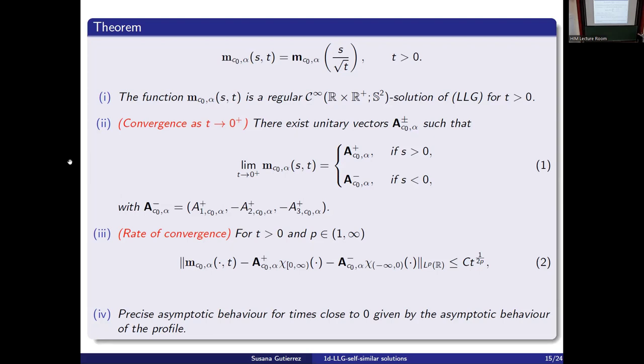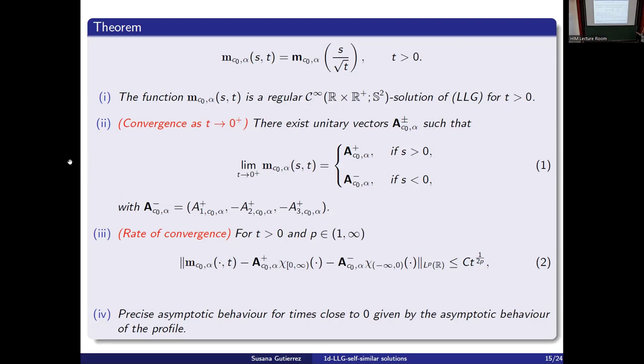Obviously, understanding the type of initial data that we have here is understanding the behavior of the vectors A plus and A minus with respect to the parameters C0 and alpha. So if we want to understand the initial condition of the self-similar solutions, we need to understand A plus and A minus. Is it true, as we've seen in the picture, that these two limiting vectors are different? Is it true that the initial conditions are always jumps? What can we say about the dependence of these limiting vectors on the parameters?